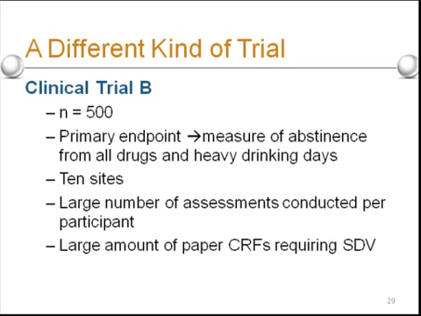So we started looking at another trial. This is clinical trial B. Very different trial for a lot of reasons. Smaller number of participants, different type of primary endpoint, not a lab value, but more measuring days of absence. There were 10 sites involved in the trial. There were still a large number of assessments conducted per participant, and there was still a large amount of paper source case report forms that required source data verification.